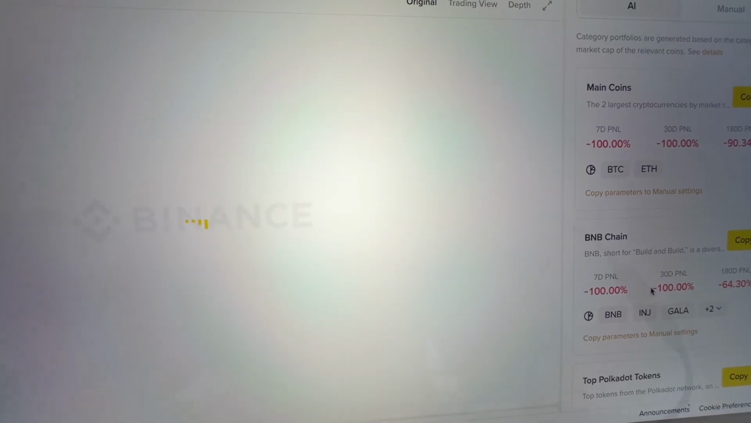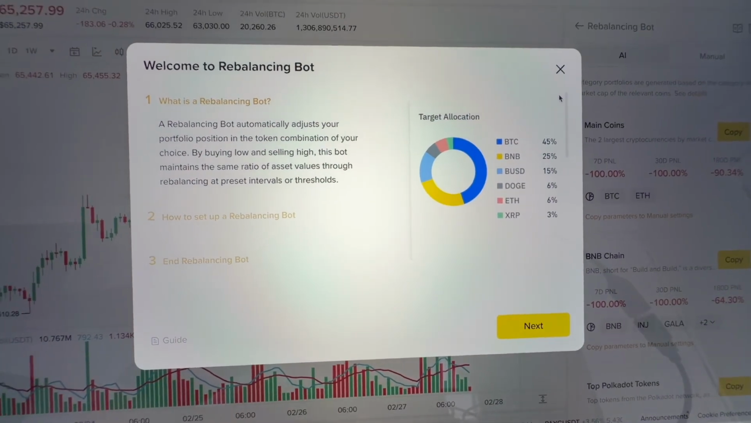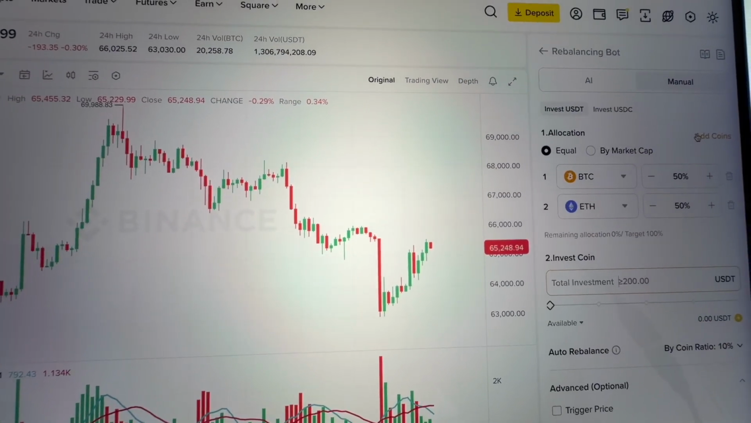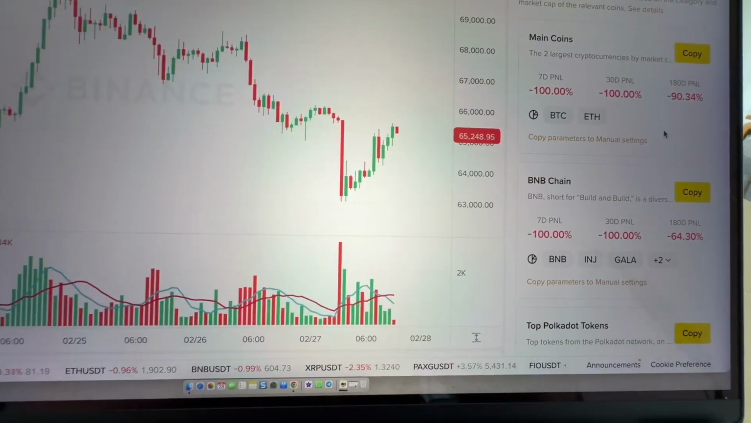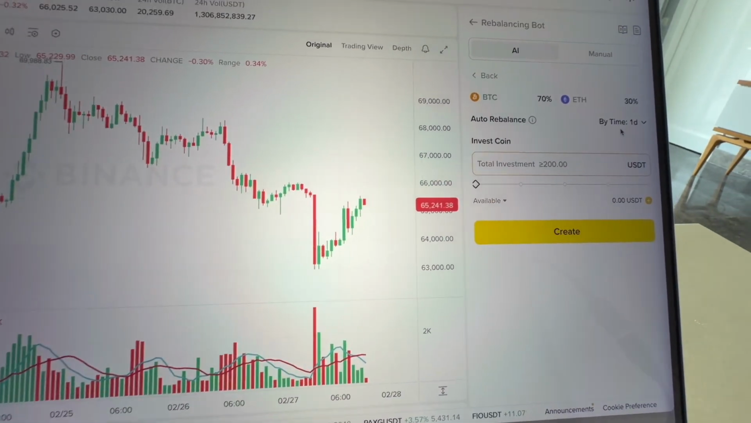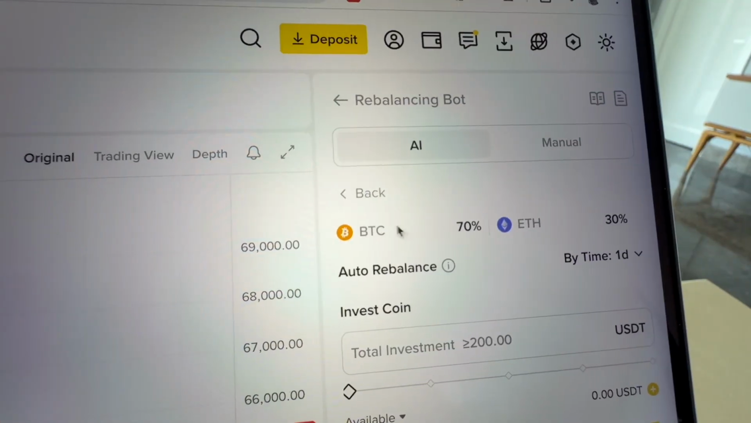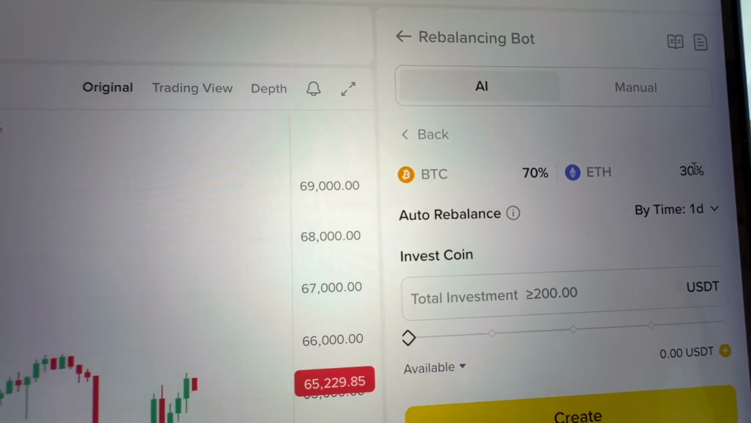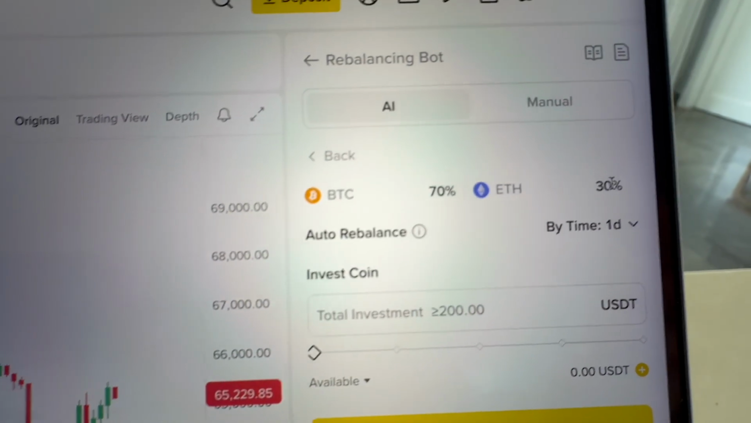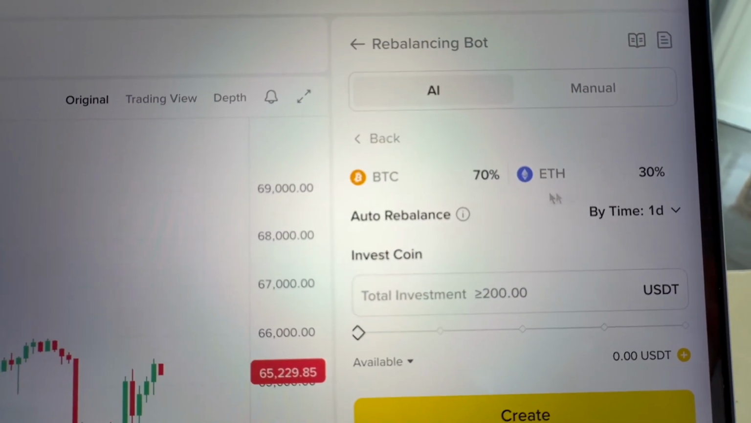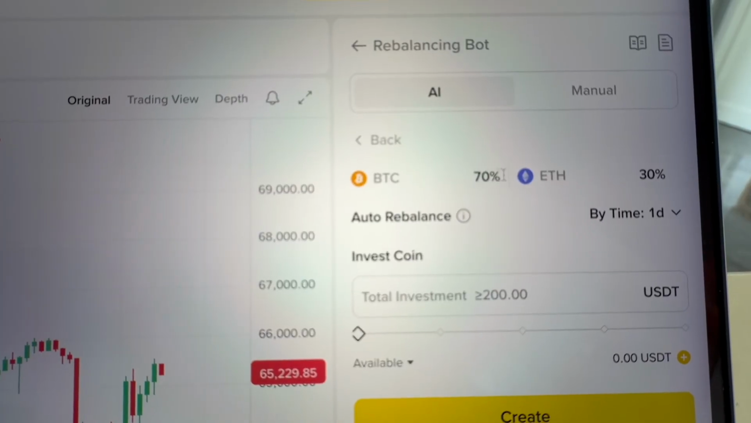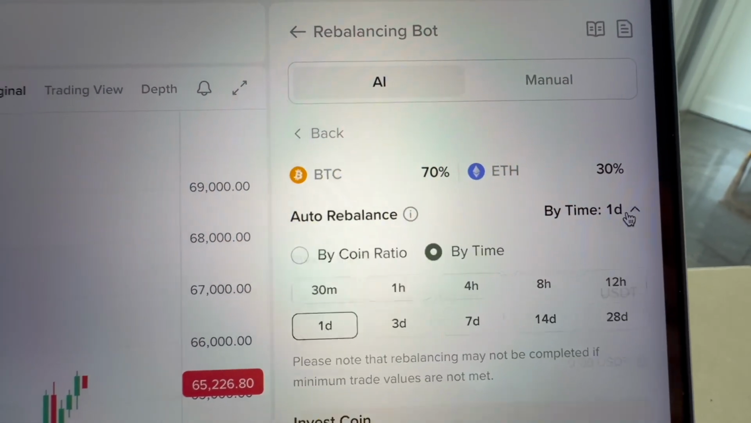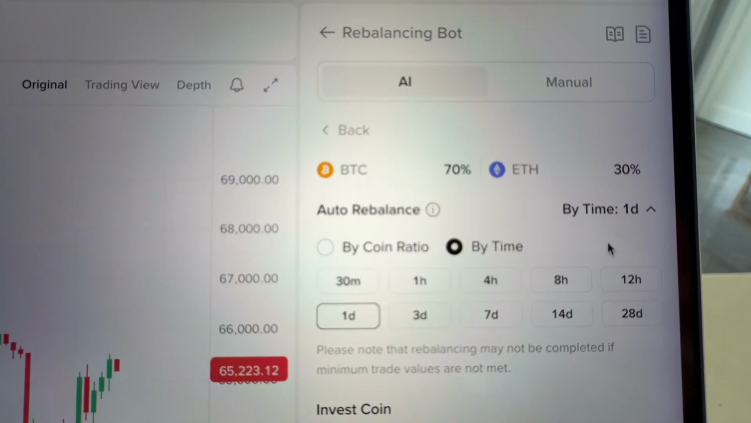The next one on the list is called Rebalancing Bot. And the idea with this one is to buy different coins at the same time. Here you can fill them out manually or use the AI settings. If we click, for example, the main coins, it can choose 70% BTC and 30% Ethereum. And now, for example, if Bitcoin starts going much higher and Ethereum lower, then it would sell some of your BTC into Ethereum. And here you can choose how often the auto rebalance will happen.